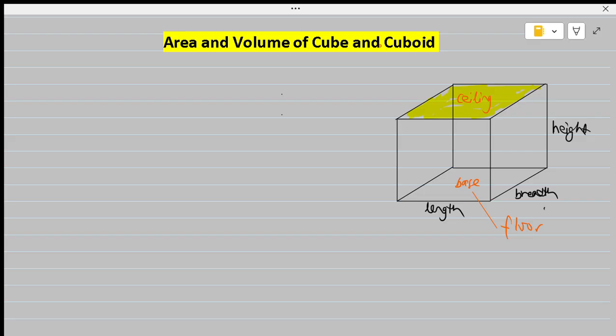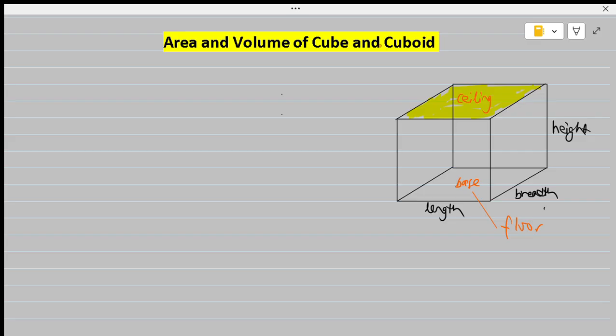And if we're sitting inside the room, we can see there are obviously four walls. So in total there are four walls, and the base or floor, and then the ceiling. Together there exist a total of six faces in the cuboid. Now we're going to talk about area.